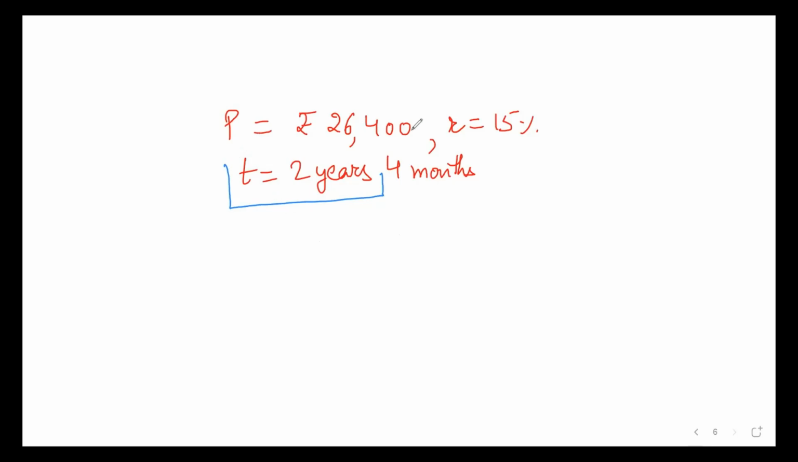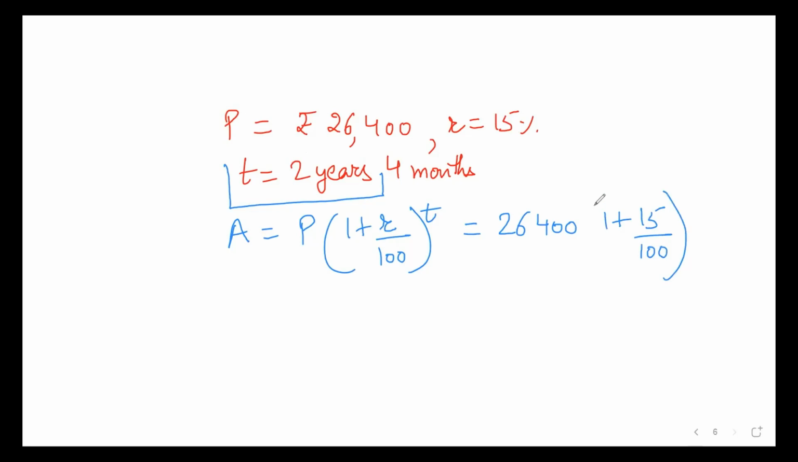So now here we are having principal 26,400, rate 15% and time as 2 years. Now apply the amount formula, that is P into 1 plus R upon 100 raised to the power t. Put the values. I'll not solve it completely, I'll just write its answer. When you solve this part, you will get 34,914 rupees. Okay, so this is the amount you're getting for time period 2 years.